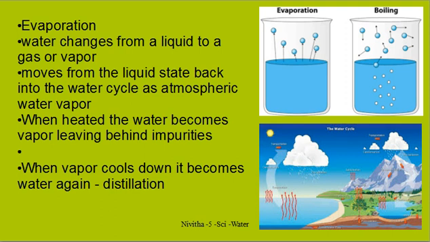How does this happen? Water changes from liquid form to gas form. It moves from the liquid state back into the water cycle as atmospheric water vapor. This is in nature, not in the pan in the kitchen. In nature, because of the sun's heat, the water in the ponds, rivers, lakes or oceans goes back into the atmosphere as water vapor. And then it comes back as rain. This is the water cycle. Because of the heat, water changes from liquid to gas or vapor. When heated, it leaves behind the impurities.